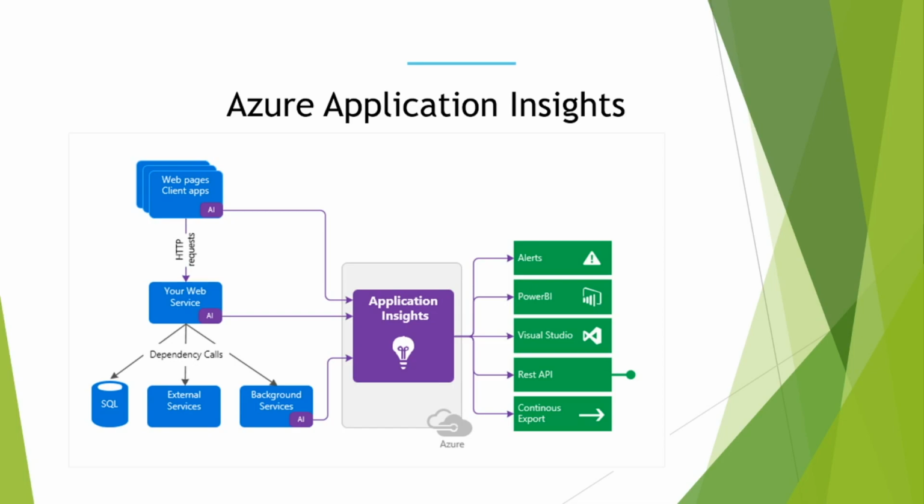add NuGet packages to pick up Windows statistics, like what's the CPU and memory, or Docker containers, Kubernetes, Service Fabric, and it also will automatically detect dependent calls out to SQL or other HTTP calls. All that data, all that telemetry, some of your logging messages, traces, all of that gets fed into Application Insights, and that can then generate alerts, Power BI reports.